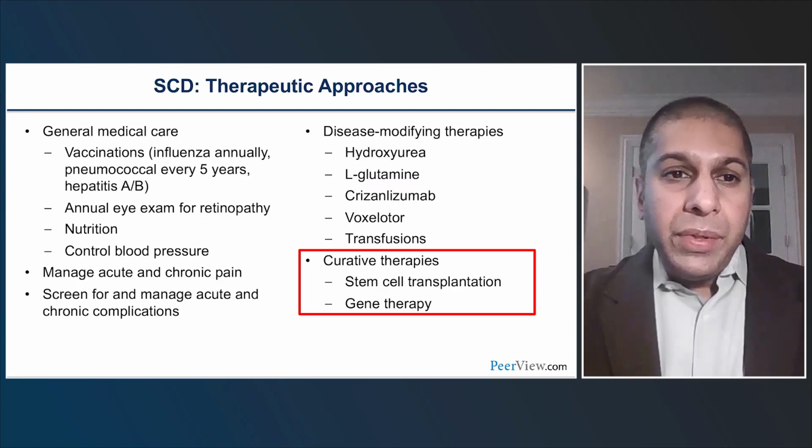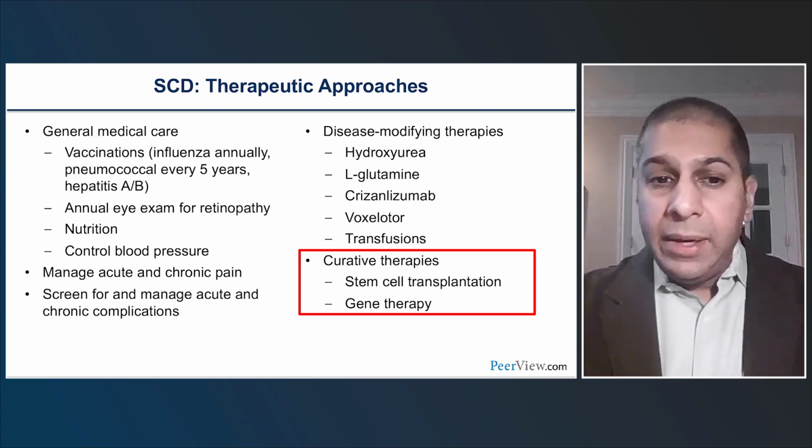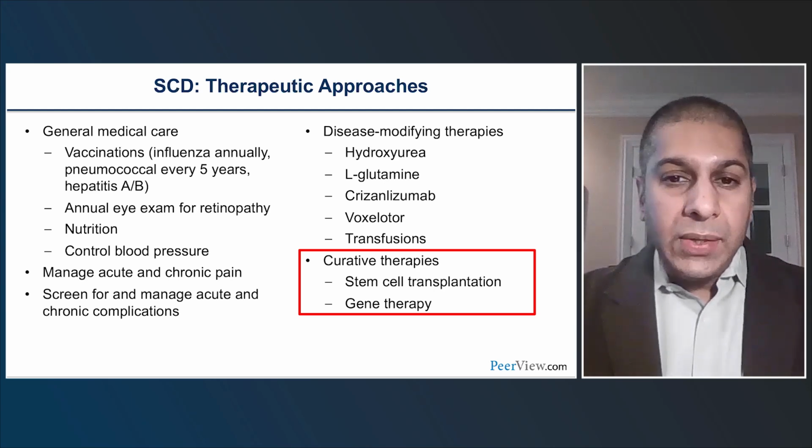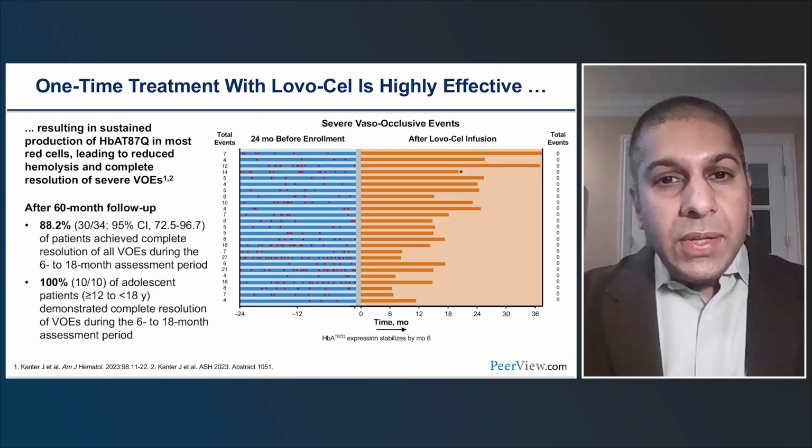This slide shows the different therapeutic approaches, and this includes both preventative approaches like vaccination, annual eye exams, pain management, or disease modifiers, but we're going to focus a bit more on curative therapies over the next few slides, including stem cell transplantation and gene therapy. And so this is the data from lovo-cel.